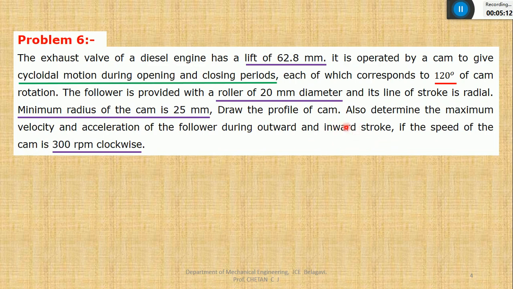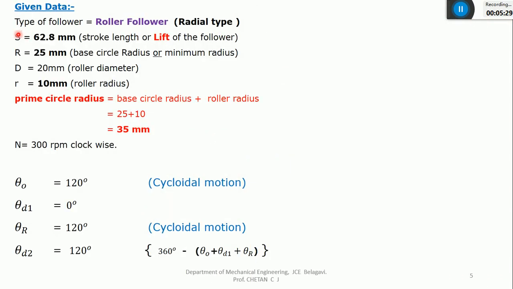Both are the same. The speed of the cam is 300 rpm in a clockwise direction. N is given, capital N, that is the speed of the cam, 300 rpm clockwise. These are the given things, and as per this I'll note down the parameters. The type of follower is a roller follower, and it is a radial type. It means the axis of the follower and the axis of the cam are in line.